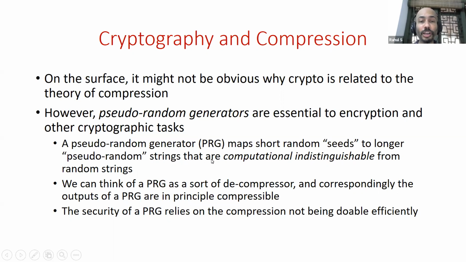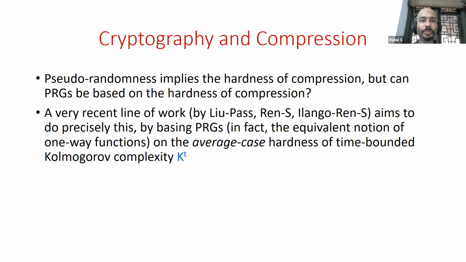So in particular, if the PRG works, that means that compression isn't doable efficiently. That gives you a close link between pseudorandomness and compression: the existence of pseudorandom generators implies that compression isn't doable efficiently. So pseudorandomness implies the hardness of compression. And now it's natural to ask, can you go in the other direction? Can you base pseudorandom generators, which are, after all, objects that are very useful in practice, just on the hardness of compression?